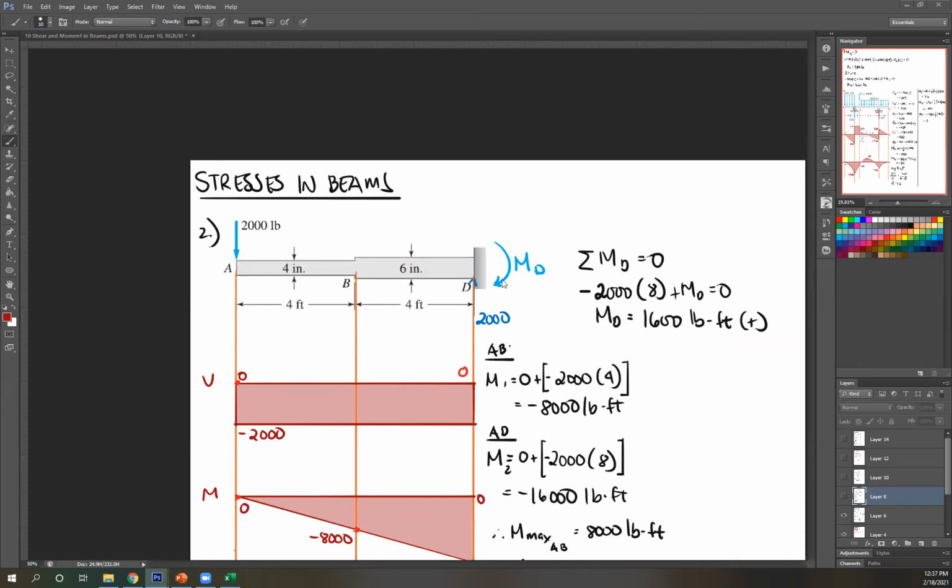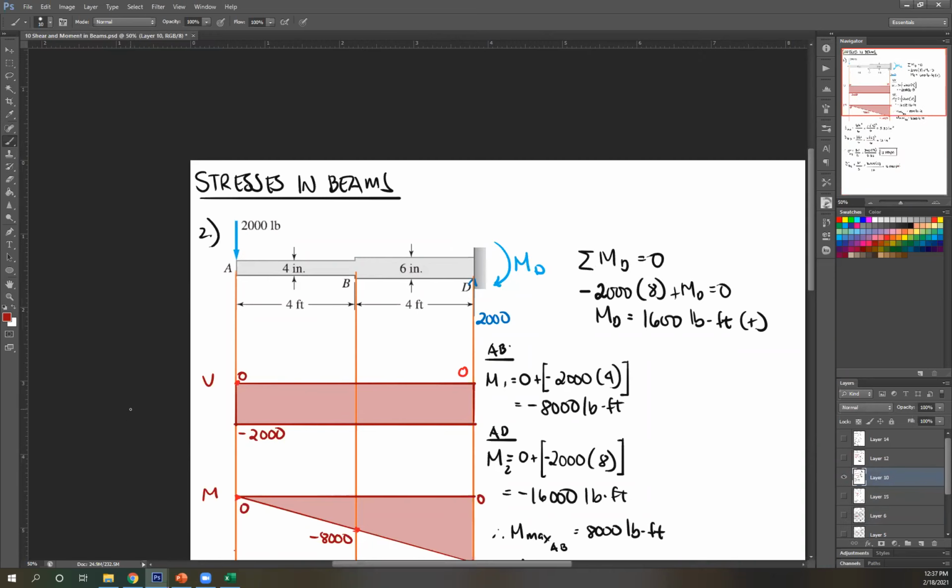Okay. So now solving for that is summation of moment at your fixed end equals 0. Okay, so let's start with this. So 2,000, rotate it above your fixed end. This is counterclockwise. So therefore, negative 2,000 times distance from the fixed end, which is 4 plus 4, 8. Okay? Next, this is clockwise, therefore plus MD equals 0. Therefore, MD is 1,600 pound-foot.